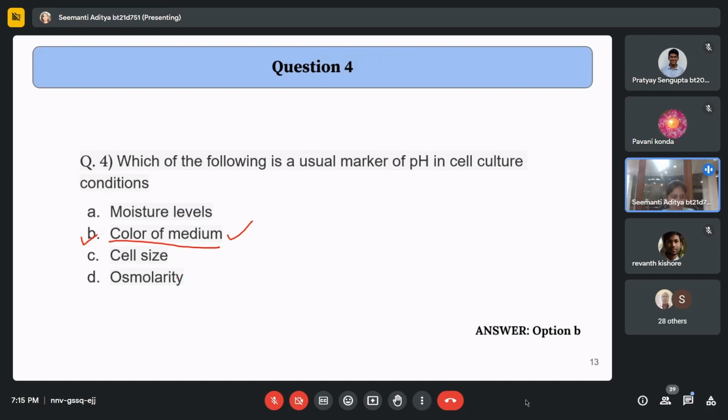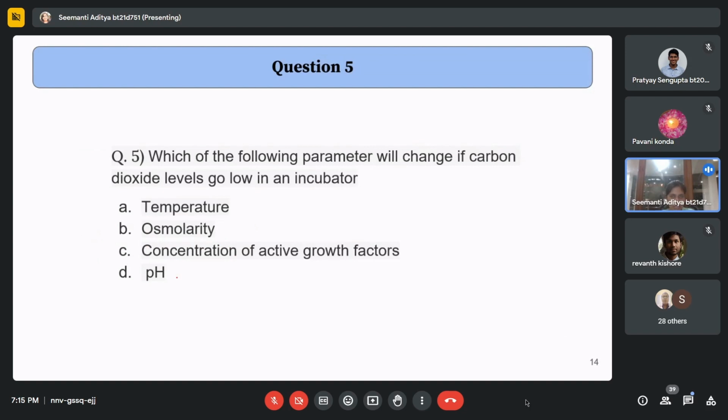So now the next question is, which of the following parameters will change if carbon dioxide levels go low in an incubator?